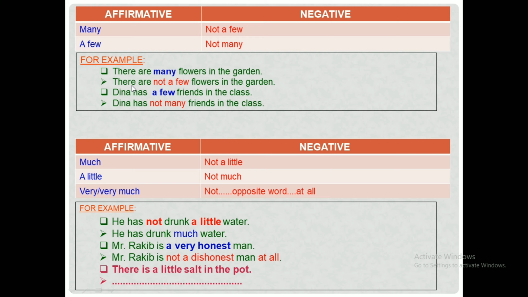প্রথম বাক্যটির অর্থ হচ্ছে বাগানটিতে অনেক ফুল রয়েছে। অন্যদিকে there are not a few flowers in the garden অর্থ হচ্ছে বাগানটিতে কম সংখ্যক ফুল নেই অর্থাৎ বেশি ফুল রয়েছে। The next one, Dina has a few friends in the class. Here, a few has been converted into not many. That is why our answer is Dina has not many friends in the class. The last one is for you.